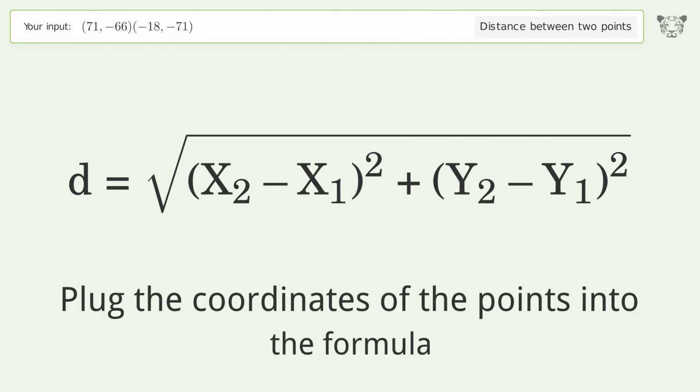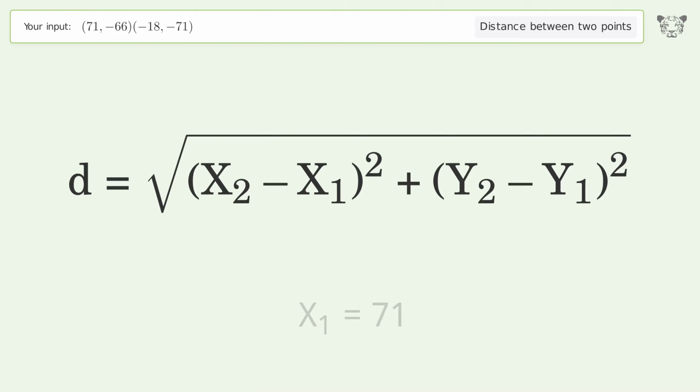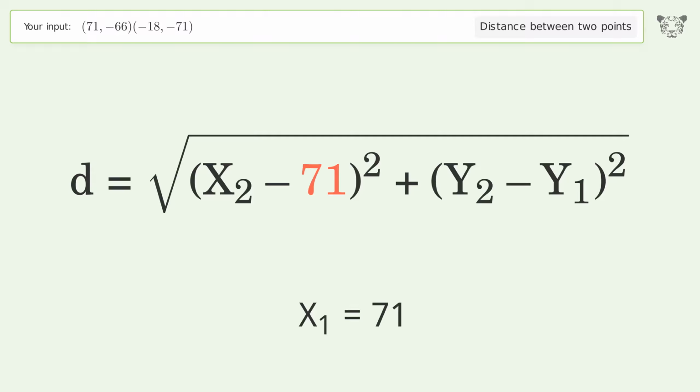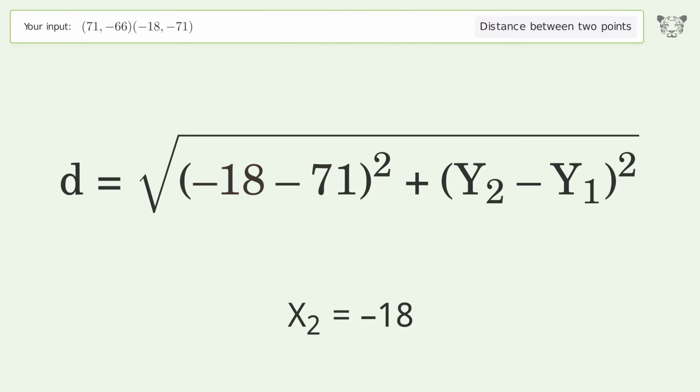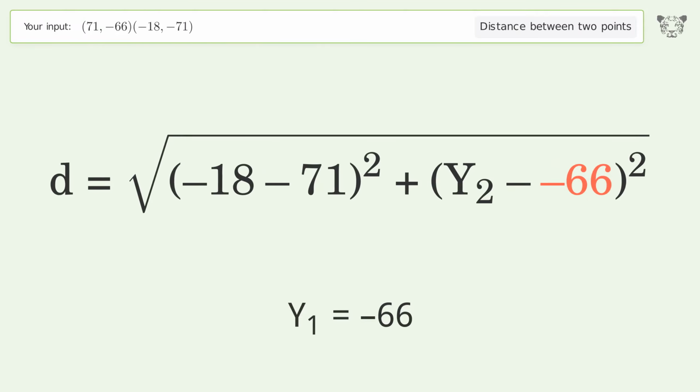Plug the coordinates of the points into the formula. x1 equals 71. x2 equals -18. y1 equals -66. y2 equals -71.